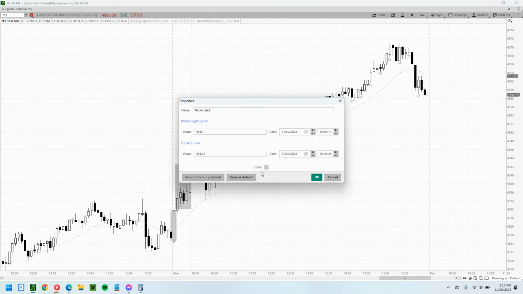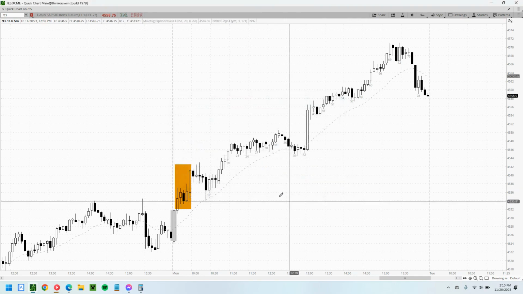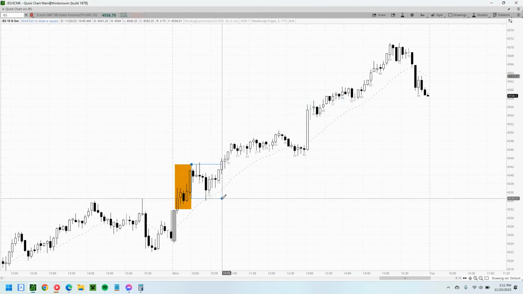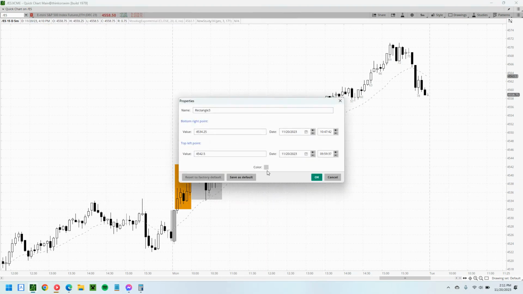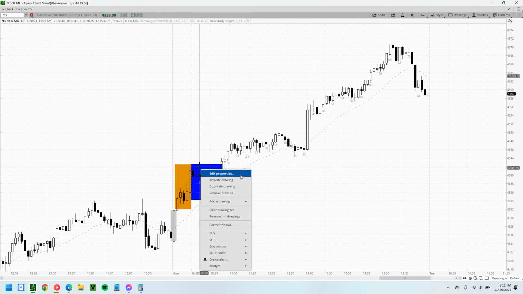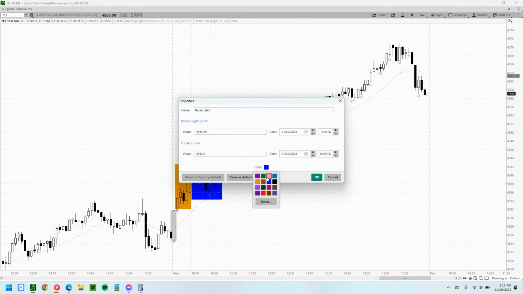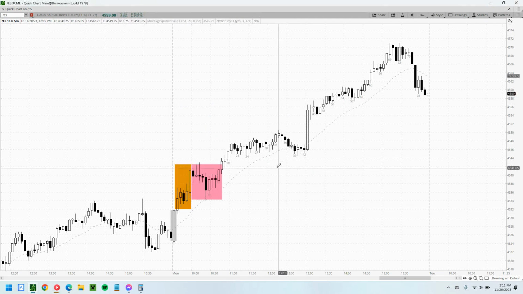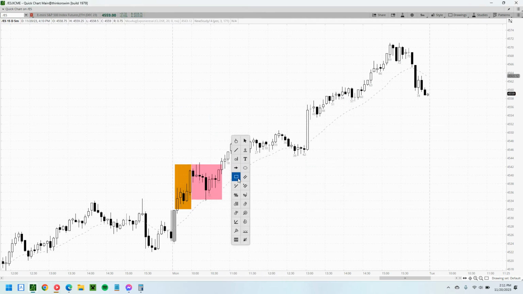I'm going to just make this a different color. Sure. And then the trading range. And the market cycle, or the market is constantly repeating the market cycle. The market is constantly repeating the market cycle because it happens again.